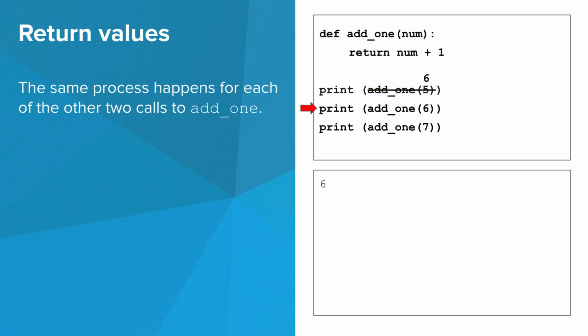The same process happens for each of the other two calls to add1. The interpreter jumps up to the instructions for add1, sets num to 6 this time, making the return value 7, and 7 is what replaces this call to add1. Then the interpreter moves on to the last print, jumps up to add1, sets num to 7, returns the value 8, and 8 replaces the call to add1.